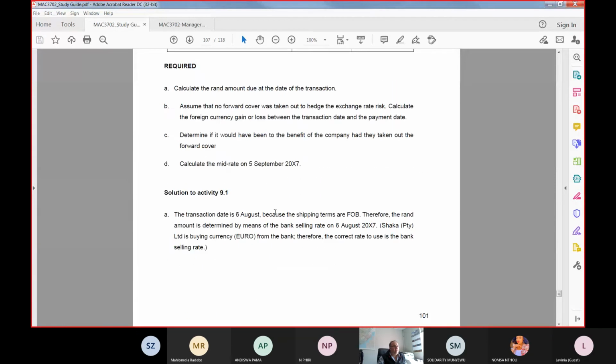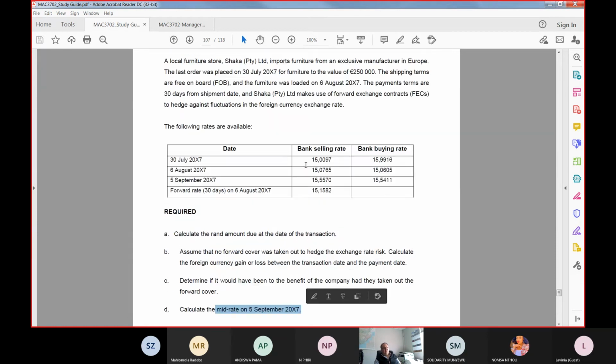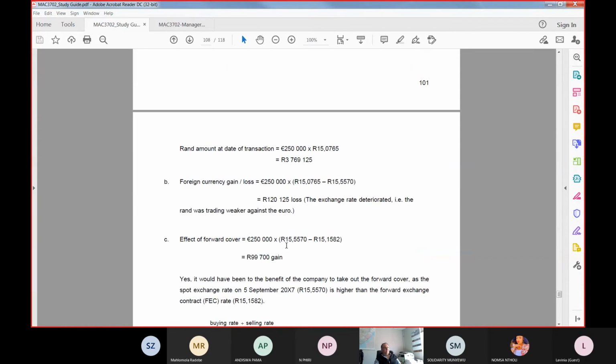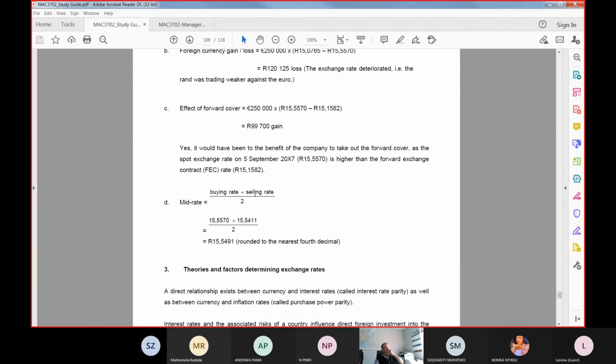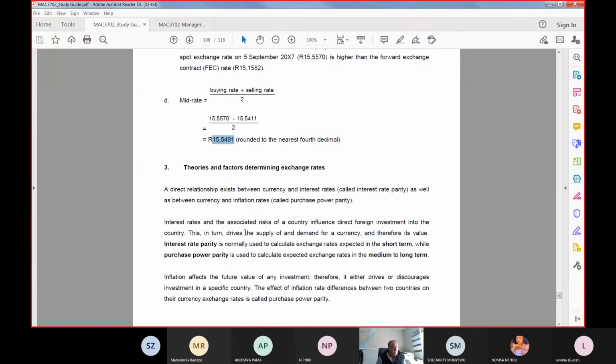Yeah, D, sorry. Calculate the mid-rate 5th of August. So this doesn't usually come up in exams. I've never seen this in exams, but it is taking the buying and selling on the 5th of September. So buying and selling, there's a 2. You take the 2 up and you divide by 2. It's basically these 2 up. There, the buying and selling divided by 2. That is a bit useless information. But yeah, okay. The theory factors.